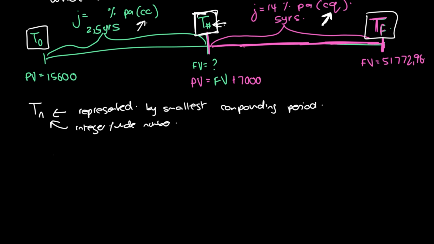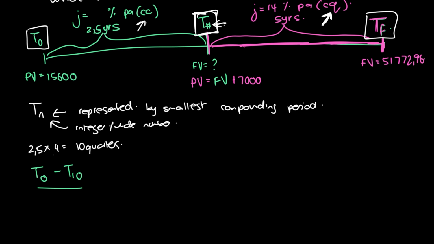So we need to rewrite 2.5 years in quarters. So how do we do that? We just say 2.5 times our 4 gives us 10 quarters. Now we have our part 1, and I'm going to keep writing it in green so you can see the connection. Starts at T0, ends at T10, and that's representing the 2.5 years.